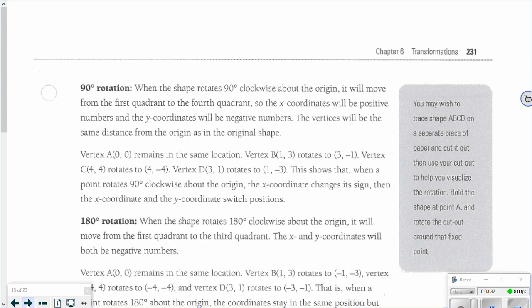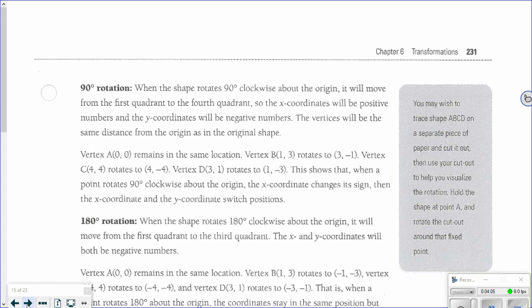If we're rotating clockwise with the origin, it moves from the first quadrant to the fourth quadrant. So the x-coordinates will be positive numbers and the y-coordinates will be negative. The vertices will be the same distance from the origin as in the original shape. So vertex A remains in the same location because it's at the center of rotation. Vertex B, (1, 3), rotates to (3, -1). Vertex C rotates from (4, 4) to (4, -4). And D from (3, 1) to (1, -3).